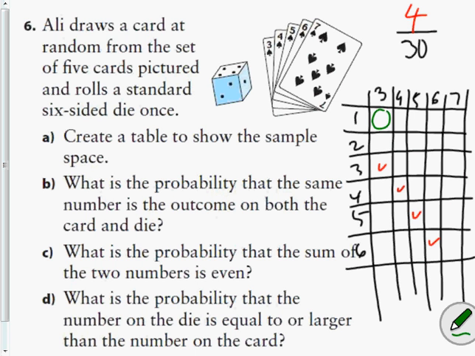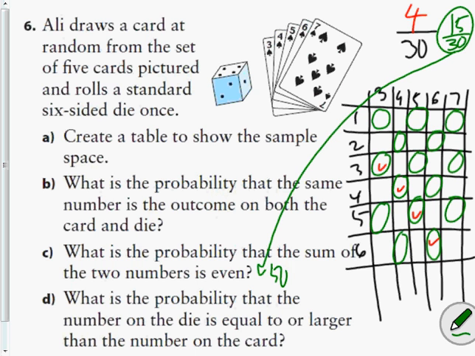So 3 and 1 is 4. That's even. 5 and 1 is 6, and 7 and 1 is 8. 4 and 2, 4 and 6. All these ones we have circles in. If we were to put the sum of them in there, we would have even sums for all of those. So there's 5, 10, there's 15 out of 30, which I think most of us know is a 50% probability.